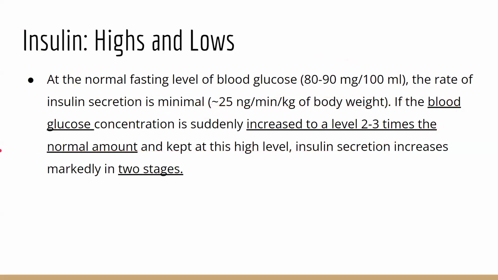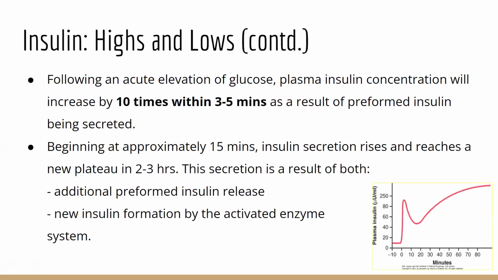But if the blood glucose concentration is suddenly increased to a level 2 to 3 times the normal amount, and I'll show you a graph which shows this, and kept at this high level, insulin secretion increases markedly in 2 stages. Why two stages? I have an analogy for you as well. First off, when you have an acute elevation of glucose, for example 2 to 3 times the normal amount, the plasma insulin concentration will increase by 10 times within 3 to 5 minutes, which is a really huge, acute elevation in a really short time.